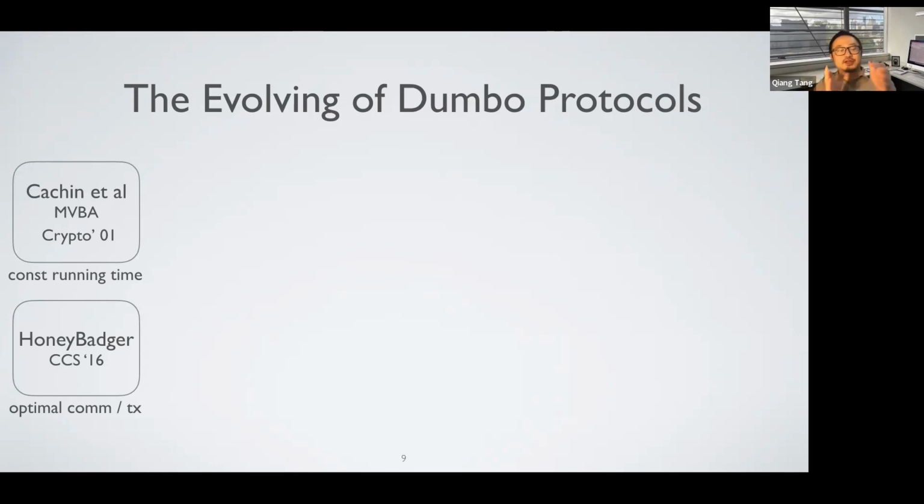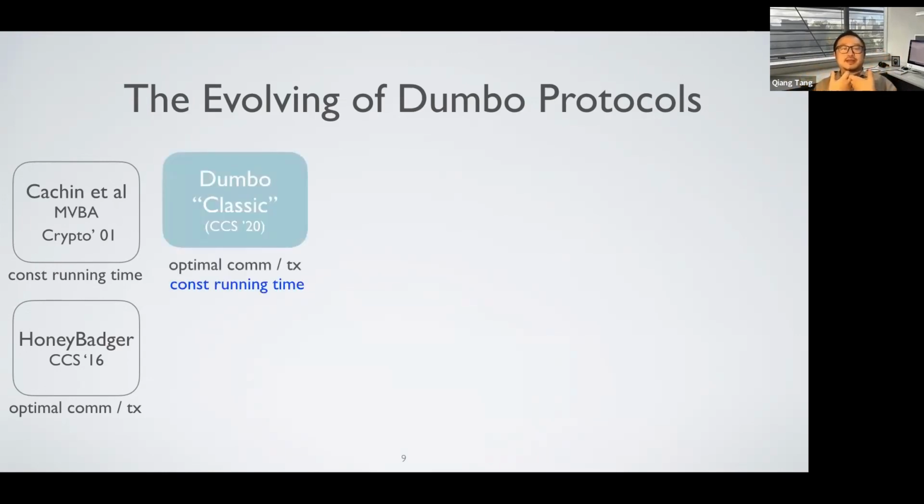They each have different pros and cons. Qiang et al.'s work focused on constant running time, but has a very large communication complexity, while Honey Badger optimizes the communication to an extent, but sacrifices the running time. So our starting point is the first Dumbo protocol. Maybe now we should call it the Dumbo Classic.